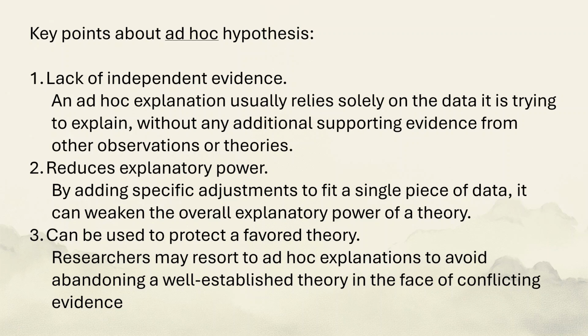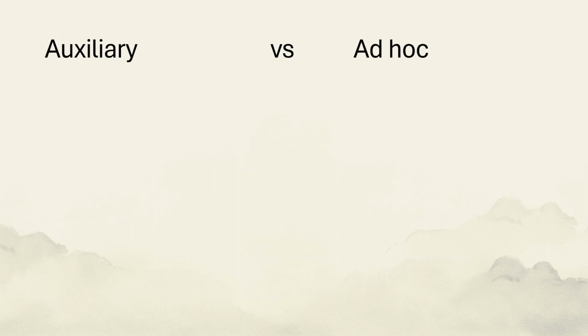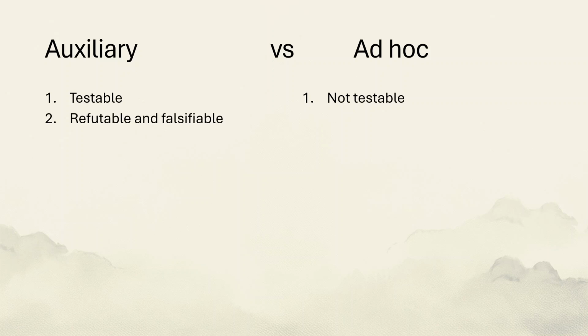Okay, all right, so this is for ad hoc hypothesis, the last one. Let's do a quick apple to apple comparison between the two. Auxiliary hypothesis is testable, ad hoc is not testable. Otherwise they look the same, guys. You will not be able to tell otherwise which one is auxiliary, which one is ad hoc. In fact, this table is basically how you are going to decide which one is auxiliary and which one is ad hoc. Auxiliary hypothesis is refutable, it's falsifiable, which means it is testable.